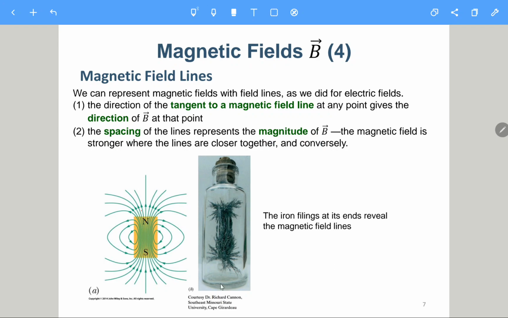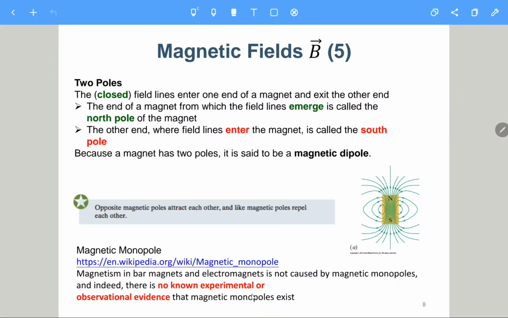And actually, this graph shows a real magnetic bar with some iron filings. The iron filings follow the magnetic field line, and you can see that this part is strong, so there are many iron filings here. If there are enough iron filings, they will probably connect together. So the closed field lines enter one end of the magnet and exit the other end.